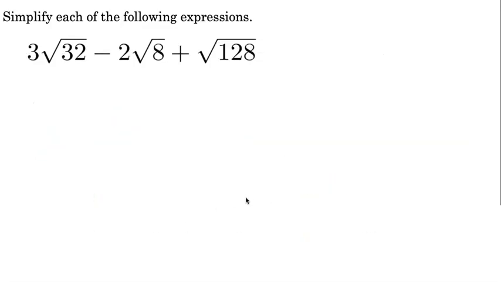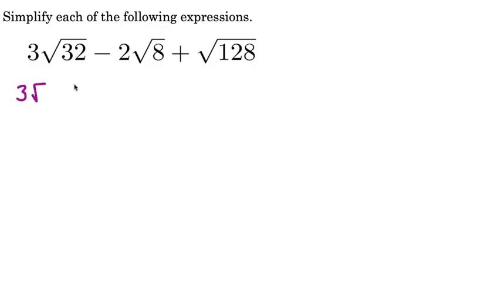Next up, we have 3 times the square root of 32 minus 2 times the square root of 8 plus the square root of 128. So right now, the 3 radicands are different, but each of them can be simplified. So we'll go through that process first.